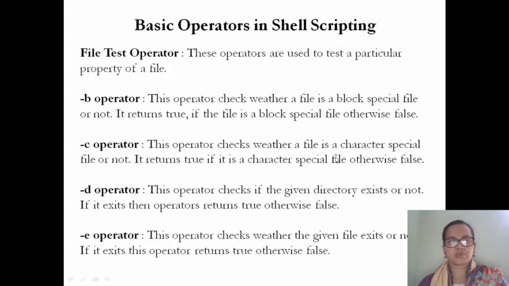The next type of operator is called the file test operator. What is this file test operator? These are the operators which are used to test a particular property of a file. If you want to check which type of file it is, then we can use this type of operator.